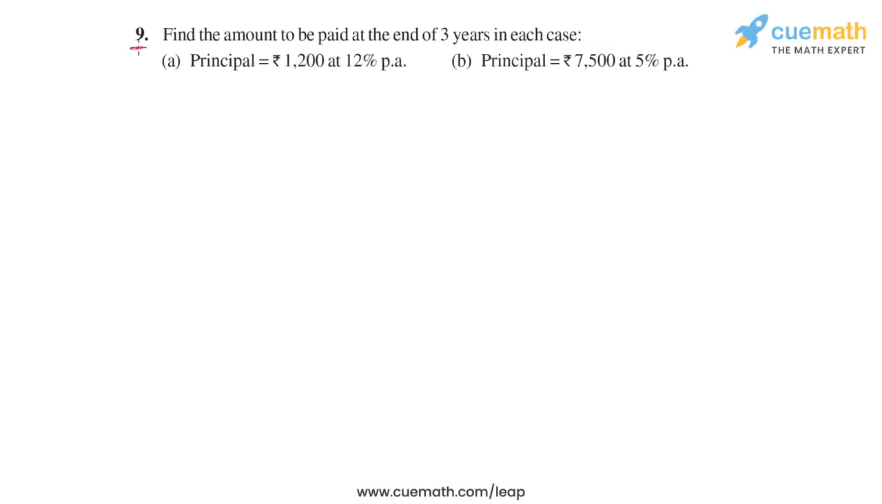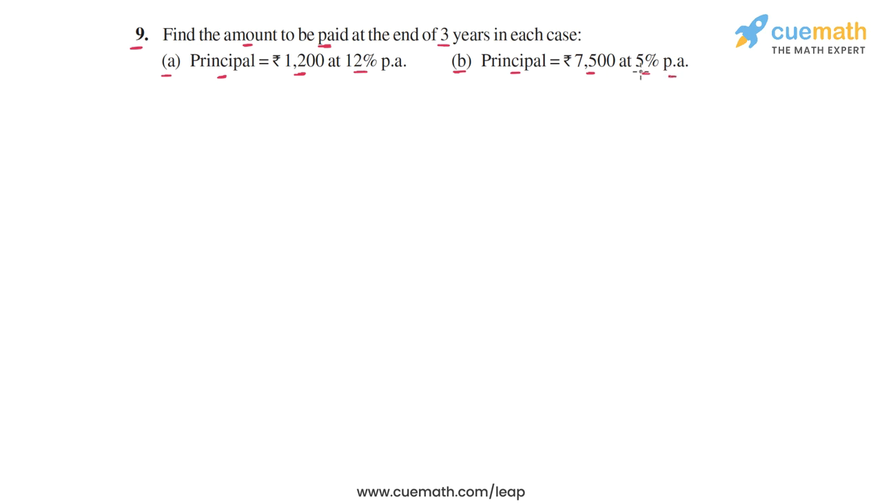Question 9 of this exercise is a problem on simple interest. We have to find the amount to be paid at the end of 3 years if in part A the principal amount is rupees 1200 and the rate of interest is 12% per annum, and in part B the principal amount is rupees 7500 and the rate of interest is 5% per annum.